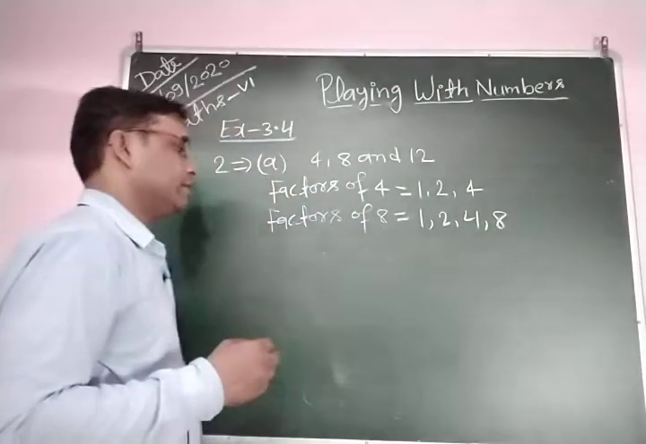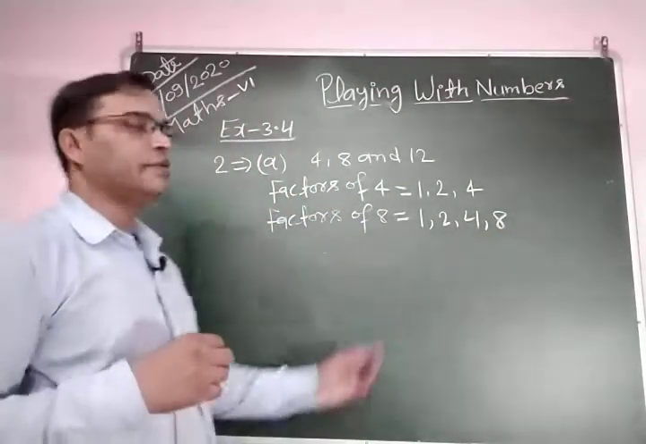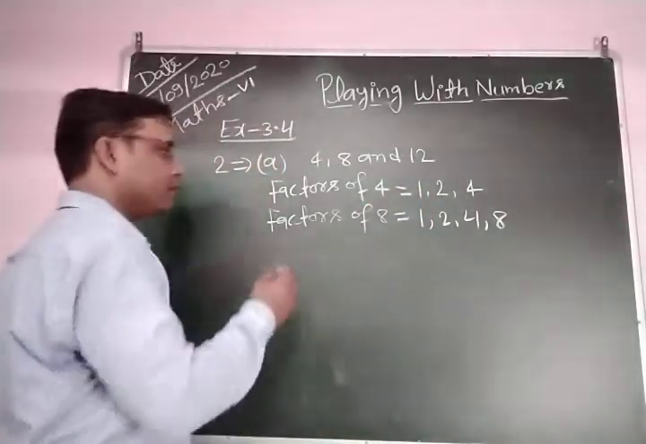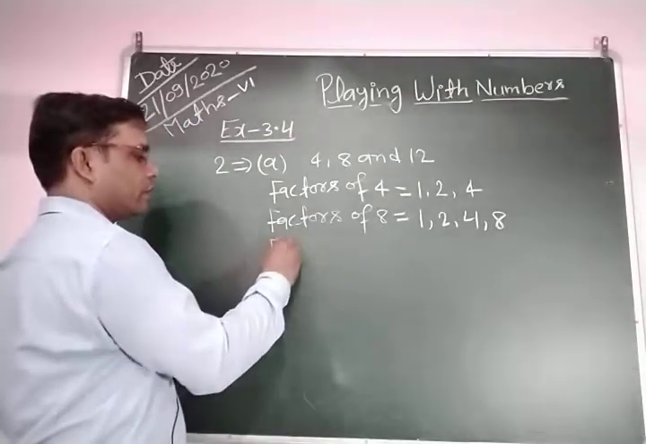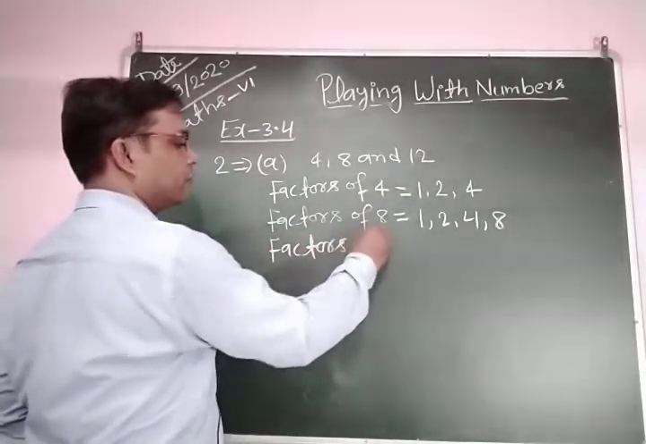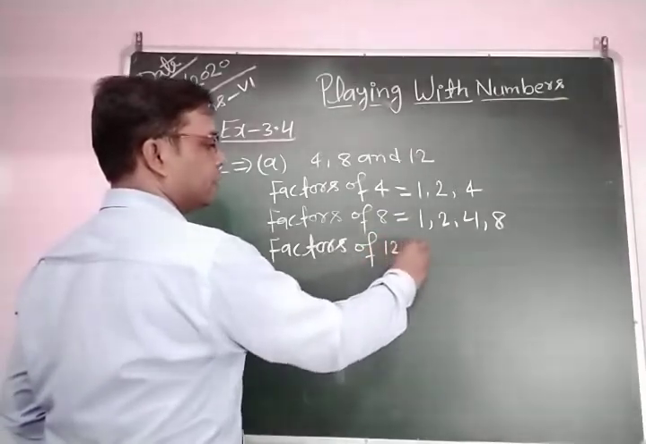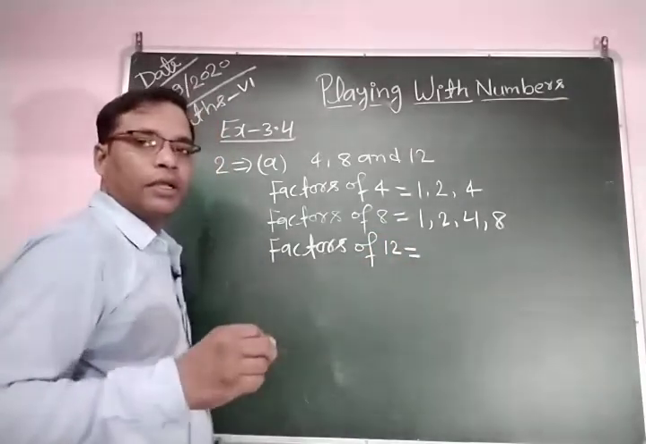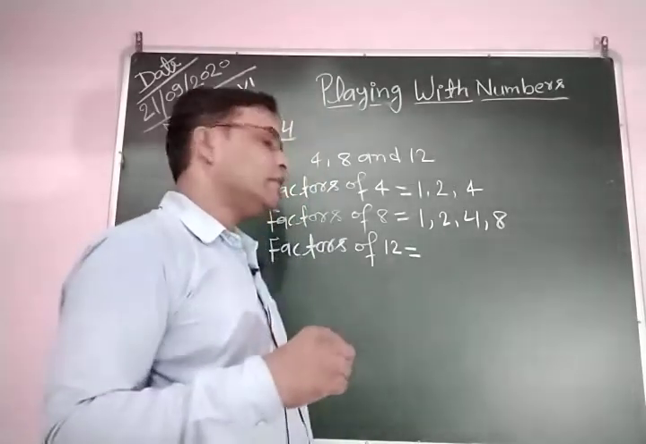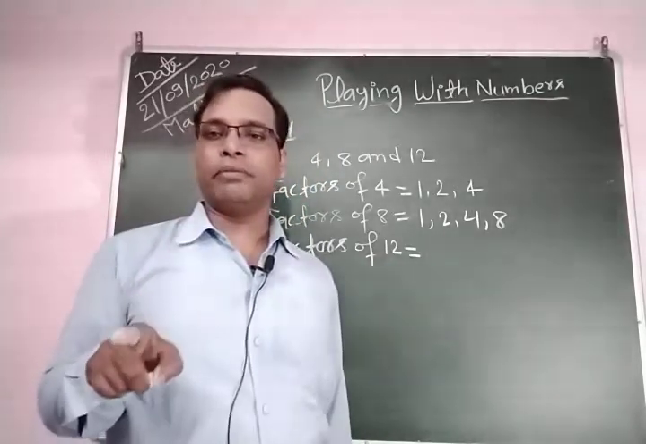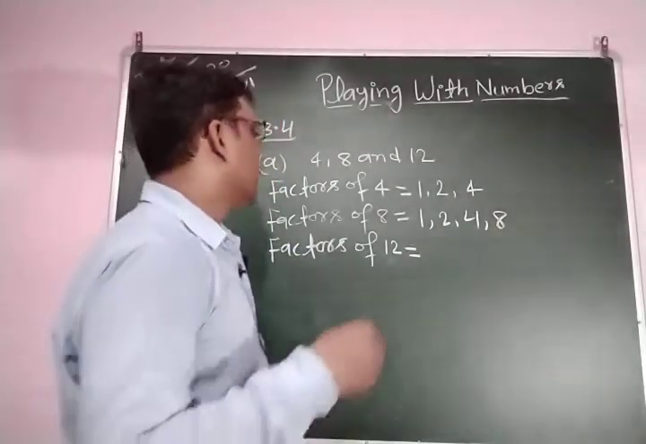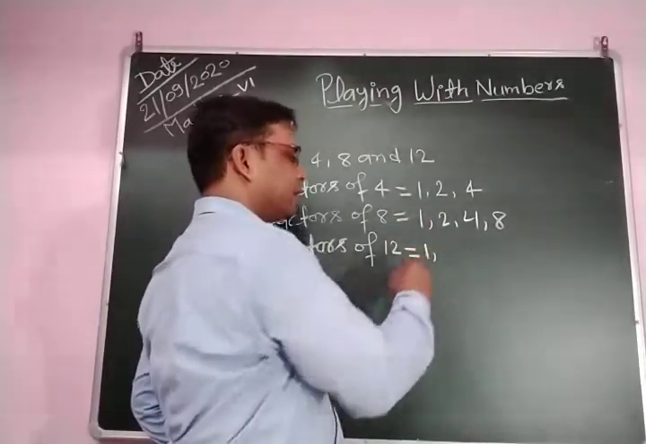Clear? Now next we need to find the factors of 12. The factors of 12 are all those numbers that divide 12. 1 divides every number, so 1 is a factor of every number. It means that 1 divides 12. So 1 is a factor of 12.